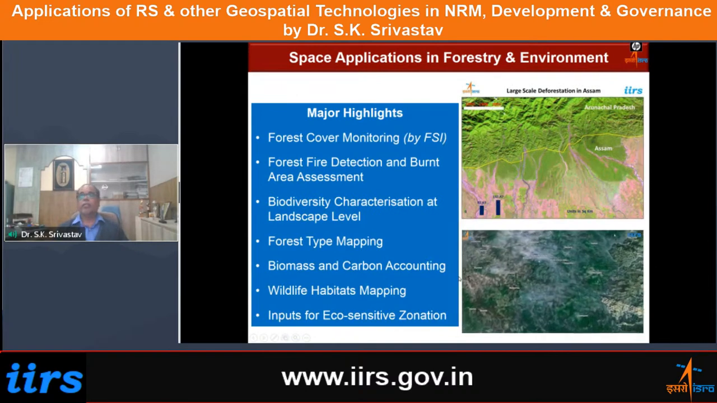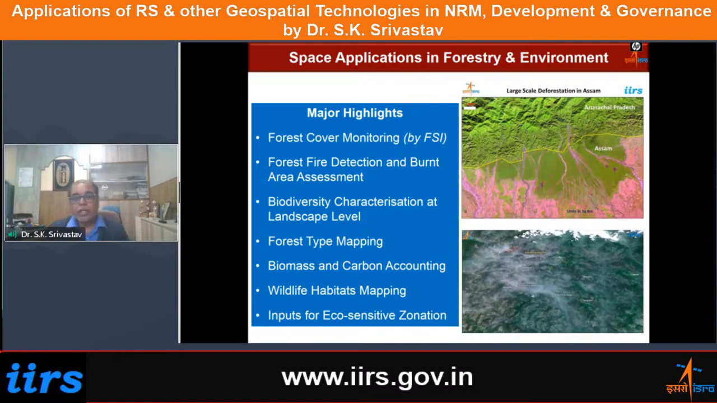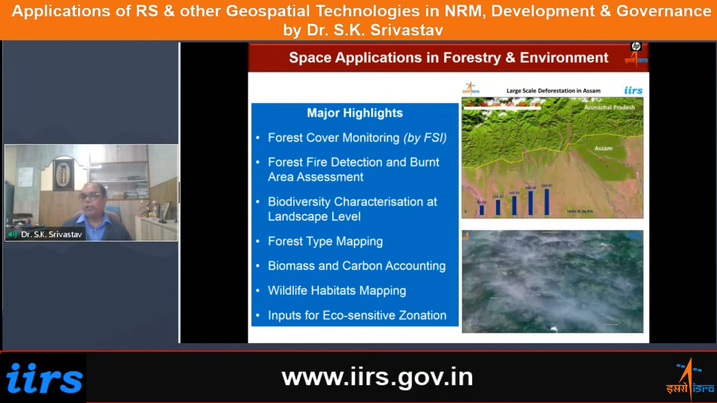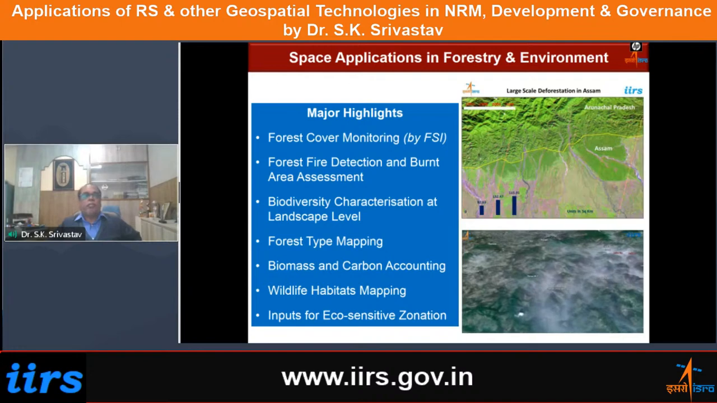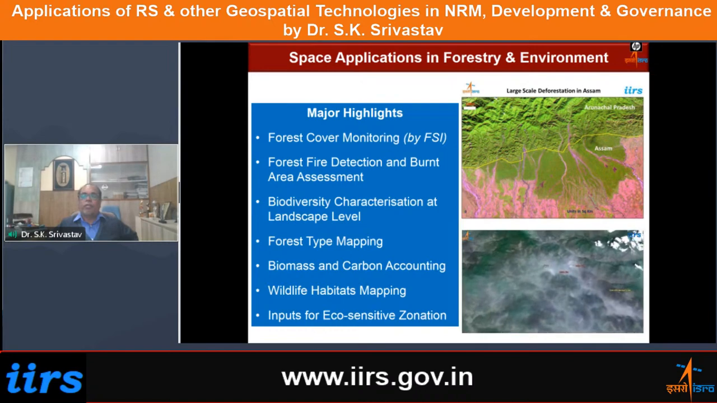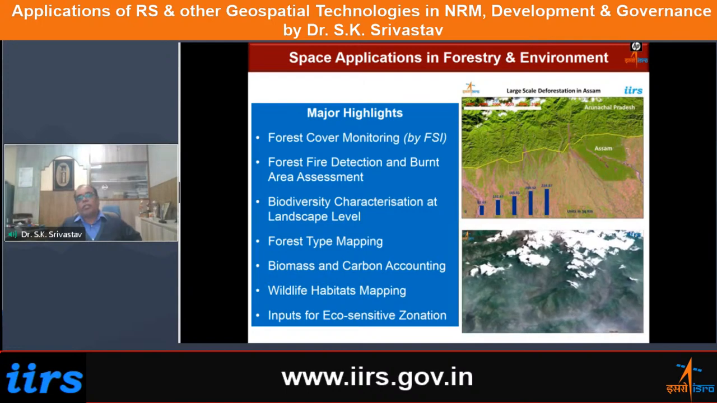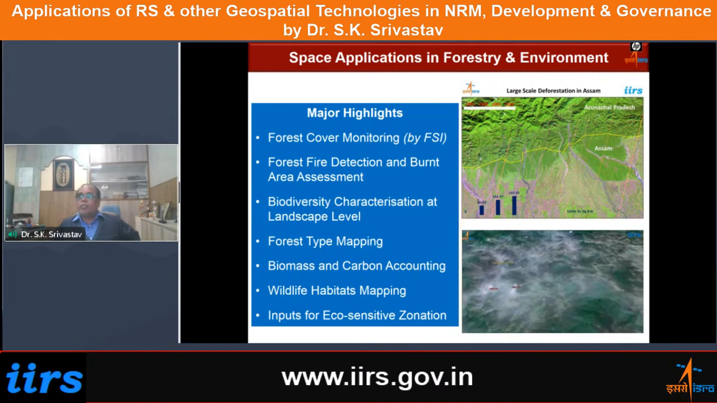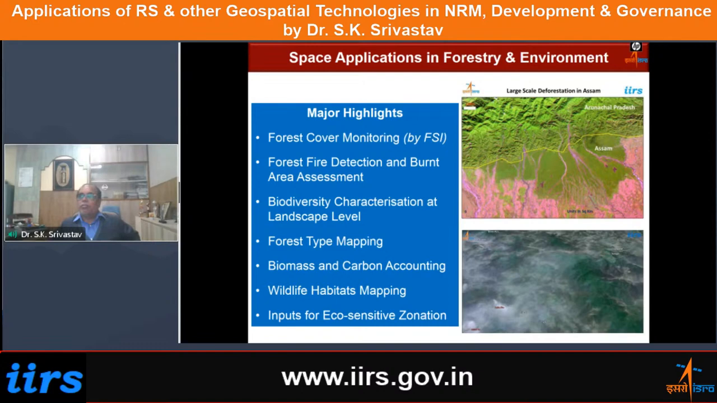Then the next sector I take is the forestry and environment related sector. And here again, there are several things which are possible. And let me tell you that India is one of the countries where the forest cover monitoring using satellite remote sensing data sets is being carried out once in every 2 years.